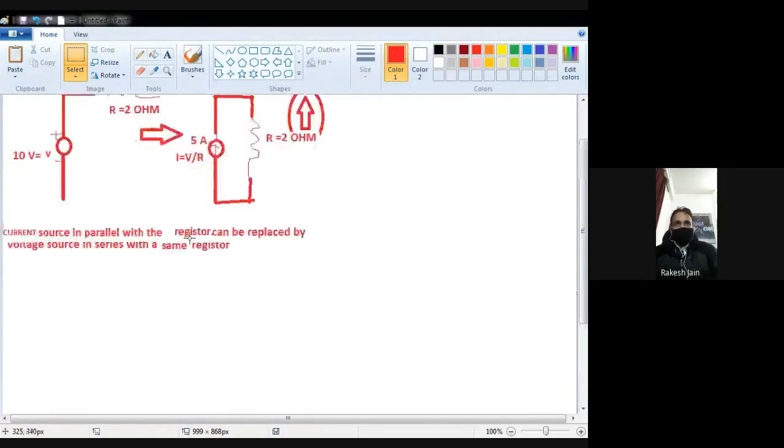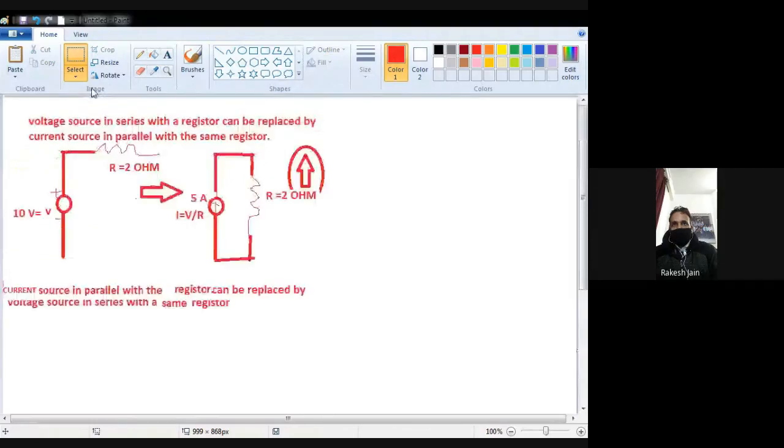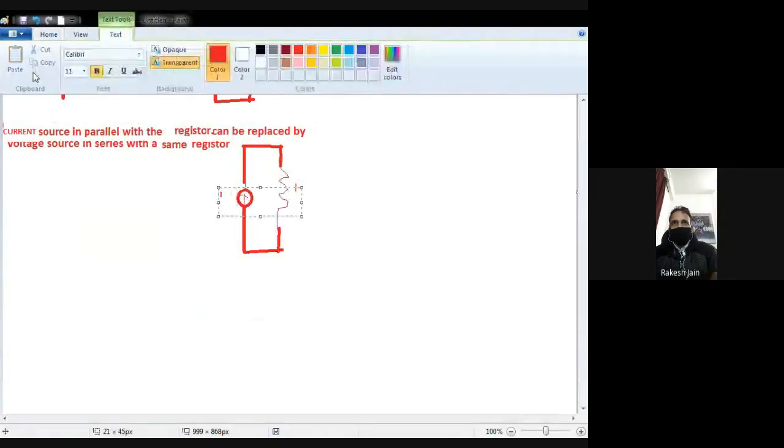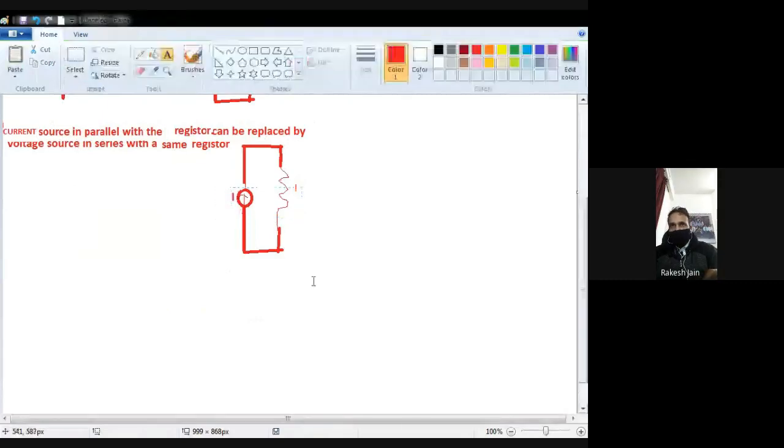Let's suppose you have a current source and a resistor in parallel to each other. Let's suppose the current source has value I, and the value of the resistor is R.